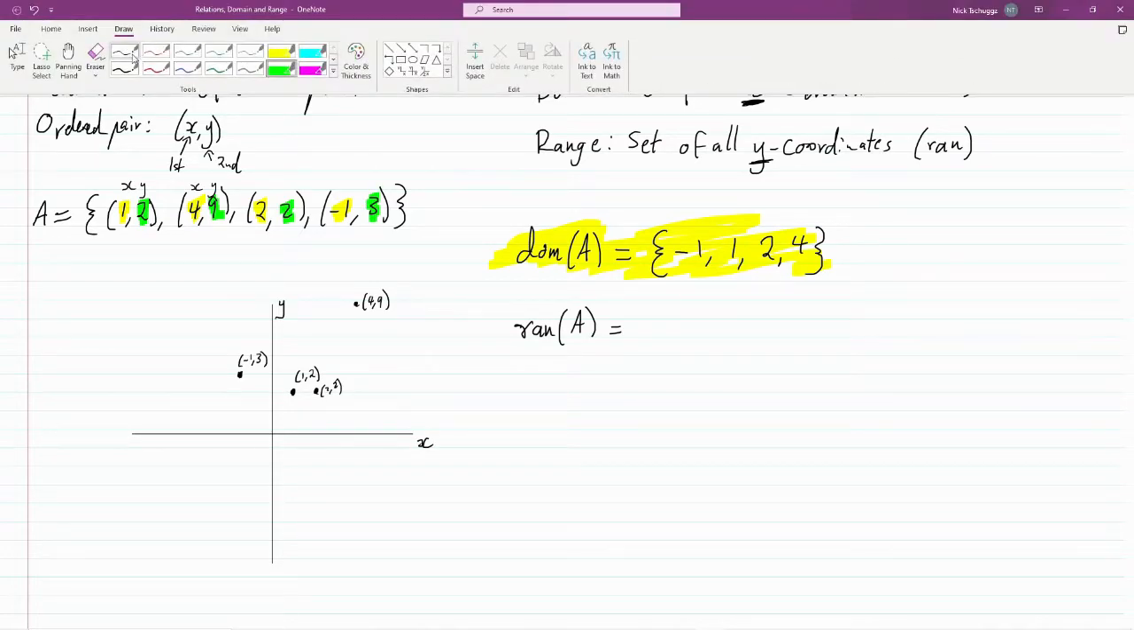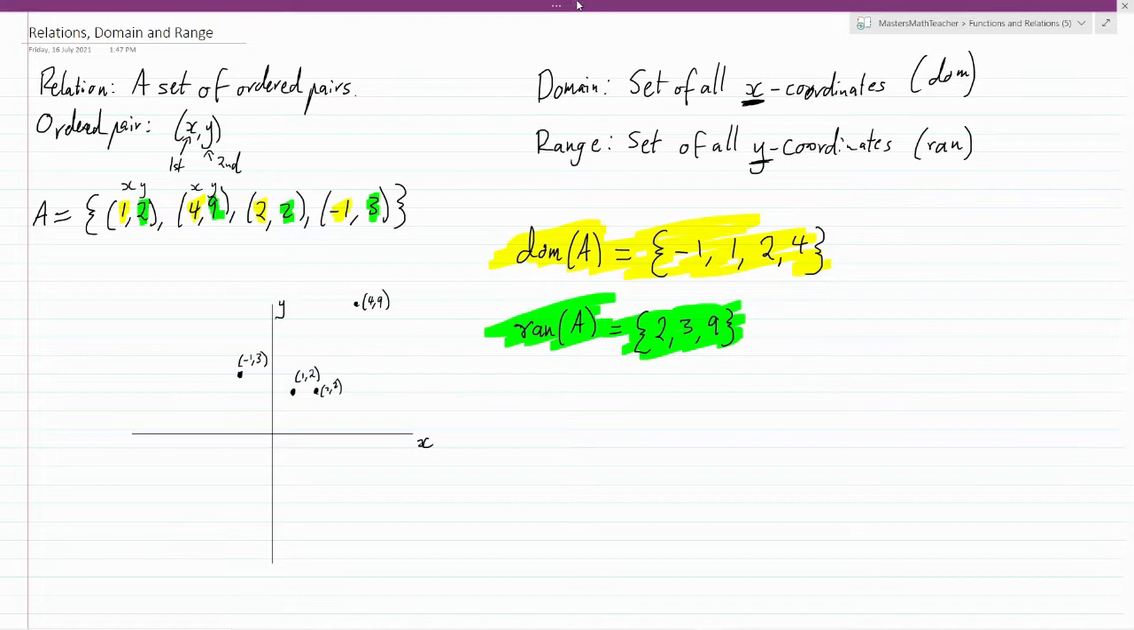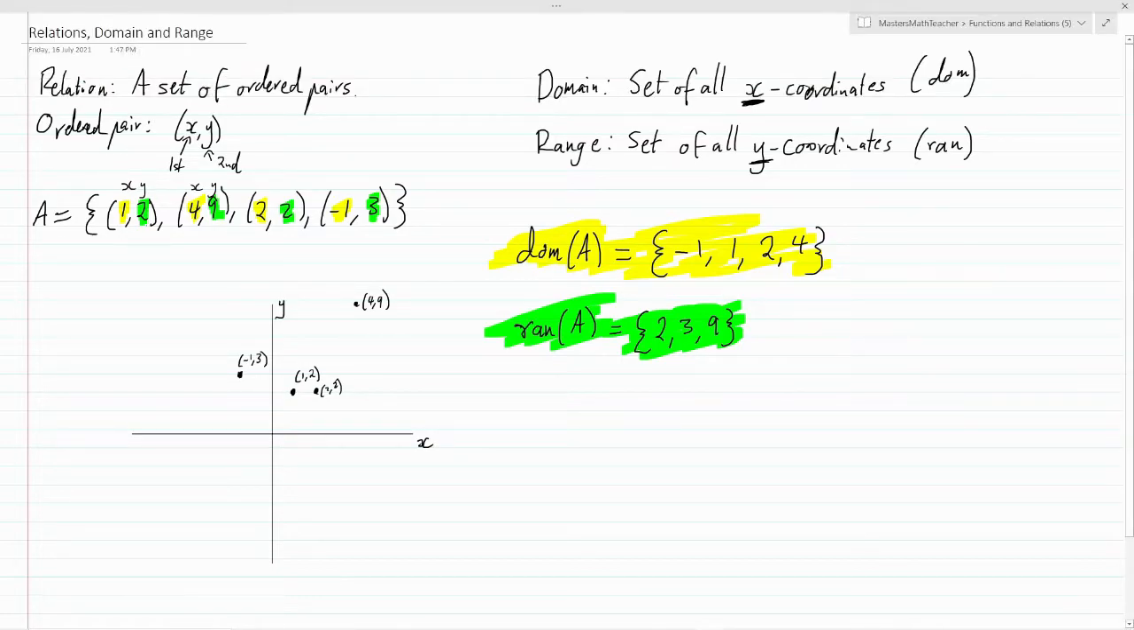Now if you remember back, we don't write the same value more than once. So when we're writing this, we actually just write 2, 3, and 9. We do not need to write 2 twice because it's already been written. And again, I'm going to highlight it in green. It's super important that it's all the y coordinates. That's the difference between domain and range.